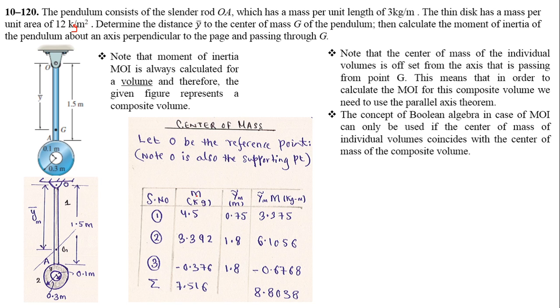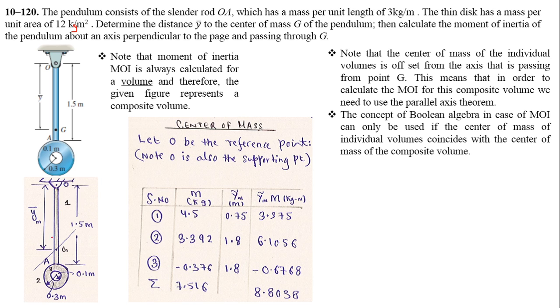So please remember that in the end we have to sum these masses according to their signs. So 4.5 plus 3.392 minus 0.376 gives you 7.516, the sum of this column. Now we have to locate the center of mass of each of these subvolumes measured from point O.